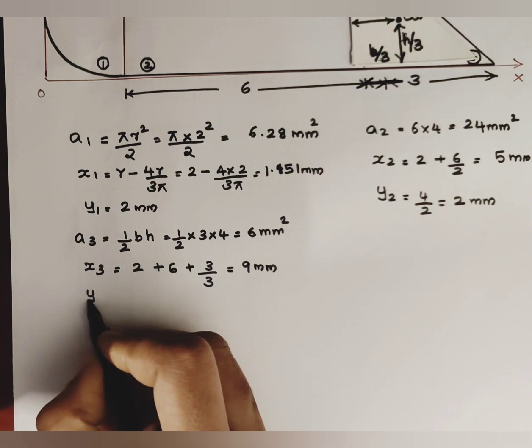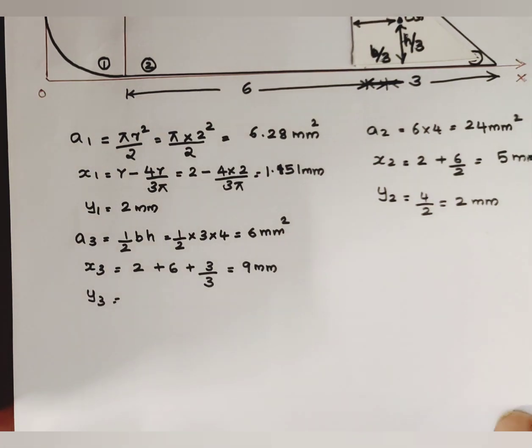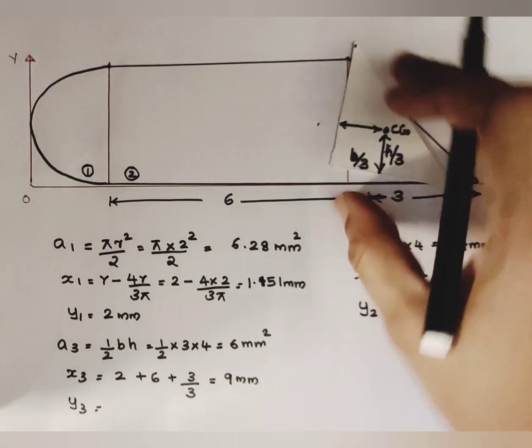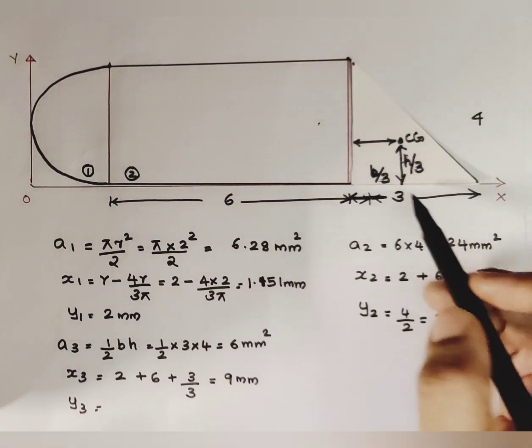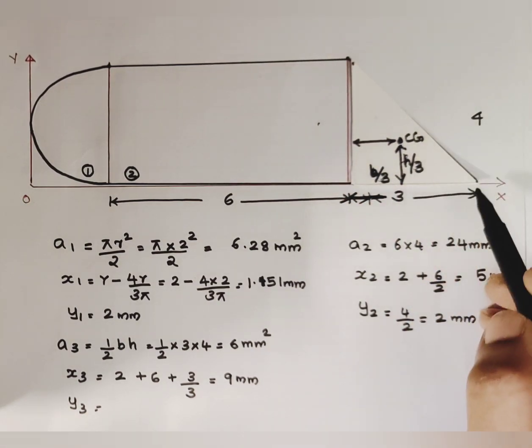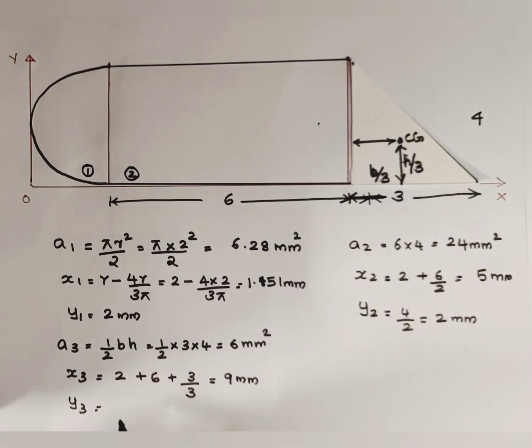So next is y3. y3 is equal to the height by 3. Height is 4, so 4 by 3.